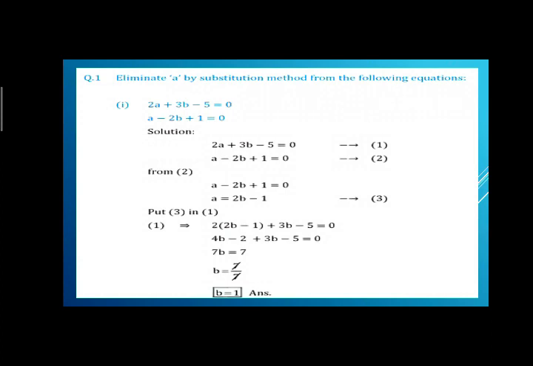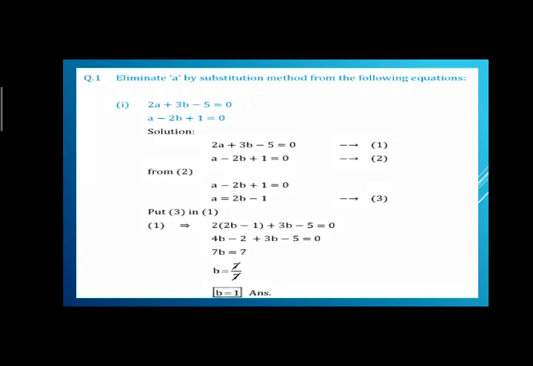Put the value of that variable a in the equation that is already given in the question, that is equation number 1. Put this value of a in equation number 1. So equation 1 becomes 2 into (2b minus 1) plus 3b minus 5, that is equal to 0. Now just multiply and simplify the equation. Here you see that there is no variable related to a. It means we eliminate the variable a.